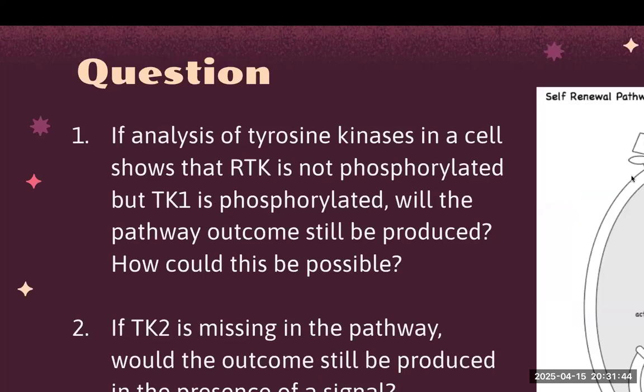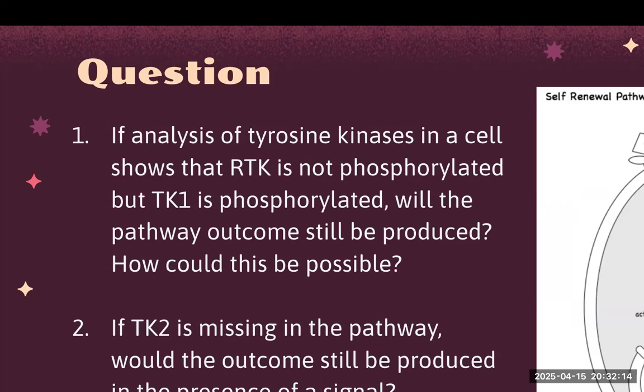Okay, question. If analysis of tyrosine kinases in a cell shows that RTK is not phosphorylated, RTK is those two guys up there, right? But TK1 is phosphorylated, will the pathway outcome still be produced, and how could this be possible? Okay, let's do outcome, yes or no? Yes. How is this possible? How can we have one thing turned on, another thing turned off? Crosstalk. All right, we're going to talk about that in a second, but that's the answer, and we'll come back to that. Okay, 2.